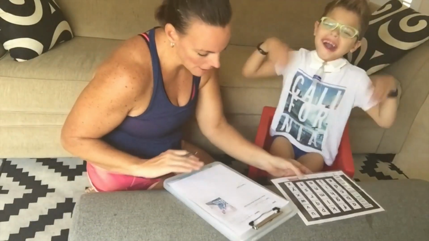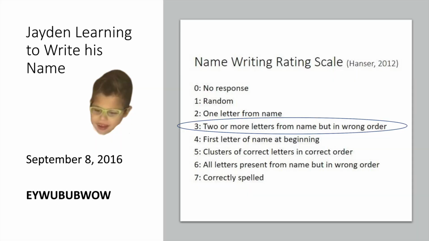All right, let's write about your photo. So this video clip that you saw is from September 8th, 2016. And Jaden picked that long string of letters, E-Y, W-U, B-U-B, W-O-W. So on the name writing rating scale, he would probably be a 3. He's got 2 or more letters from his name, but they're in the wrong order. He has an E and a Y in there.